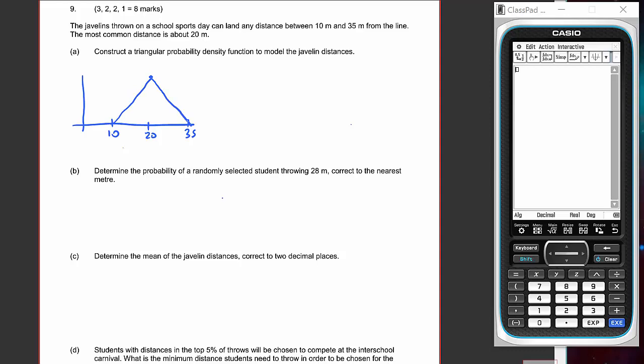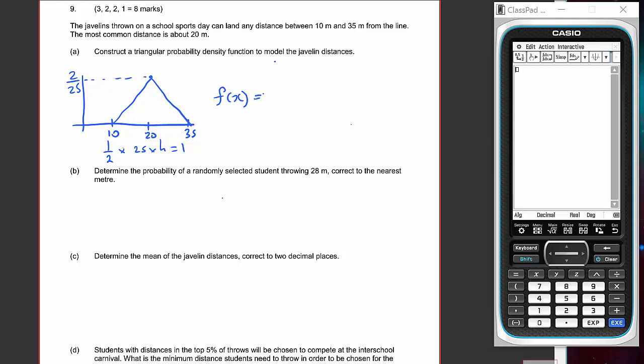So that would look something like this, and the base here is 25, and we know the area of the triangle needs to be 1, so half times 25 times h is equal to 1 would give us a height here of 2 over 25.